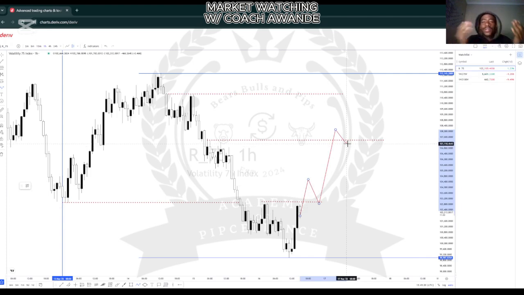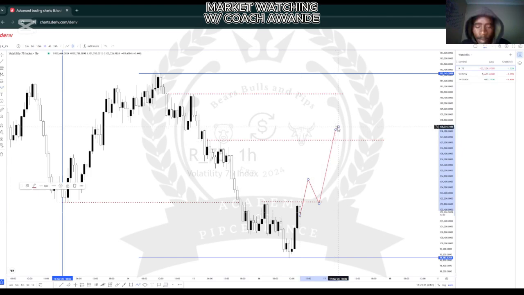I don't have a particular name for the system, but just know that my system is based off of fundamental aspects of the market, right? So here we have the potential to see price expand to the upside, pull back to the downside, and continue to the upside.